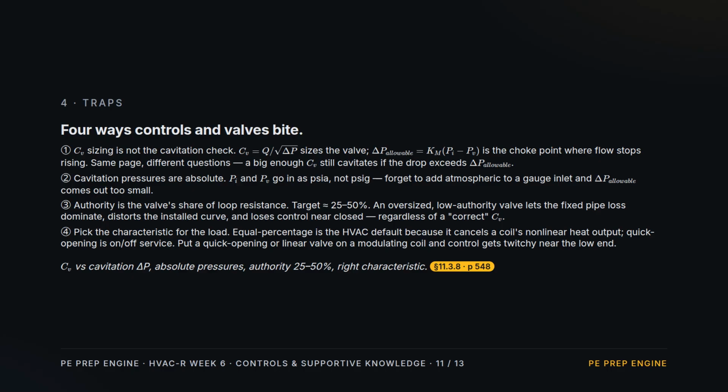4. Pick the characteristic for the load. Equal percentage is the default because it cancels a coil's nonlinear heat output, while quick opening is on-off service. Put the wrong one on a modulating coil, and control gets twitchy at the low end.